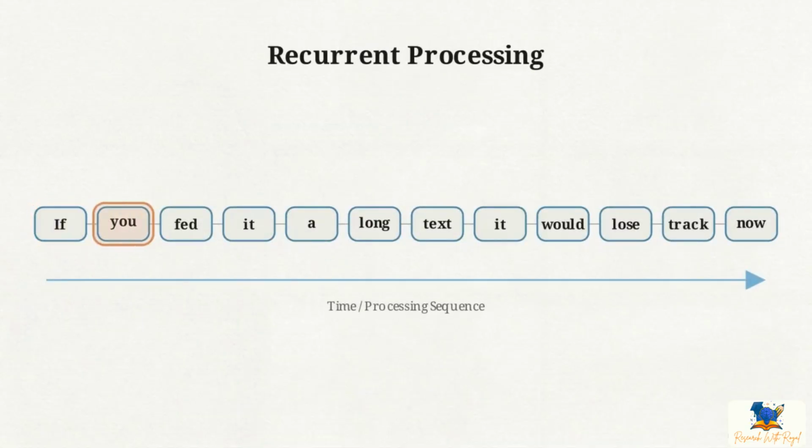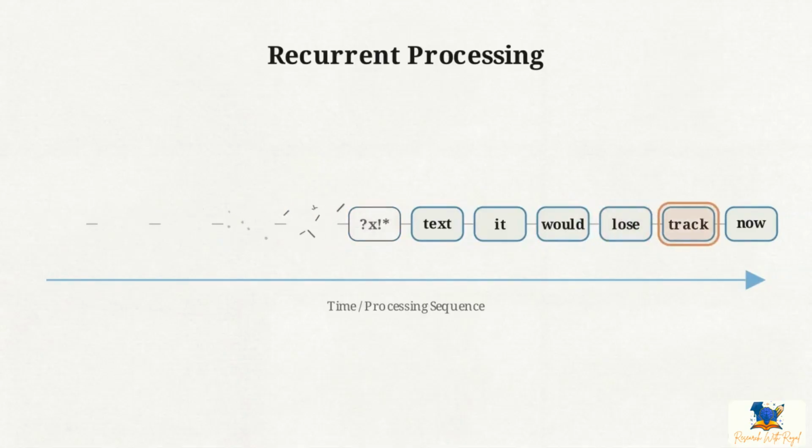The system had a short memory. If you fed it a long paragraph, by the time it reached the final word, it had often lost track of the context from the very first word it read.